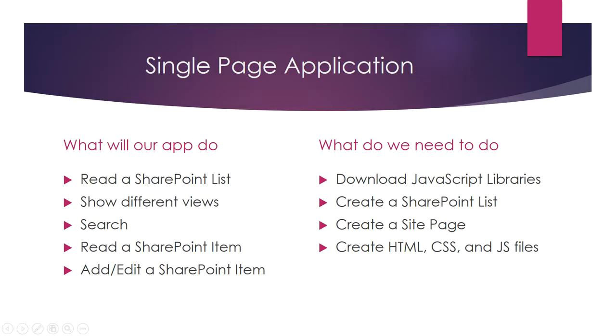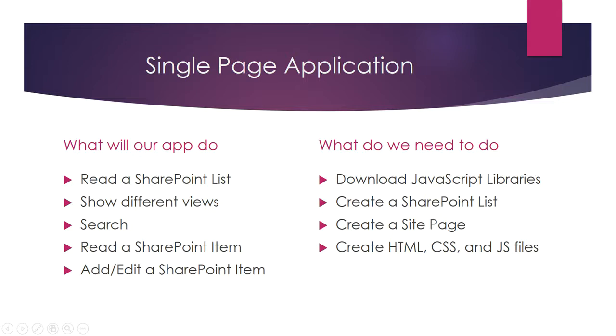Now we're going to talk about our single page application, what our application will do, and what we need to do to accomplish that. This application we're building today is going to read from a SharePoint list. It's going to show different views of that list. It's going to allow you to search for keywords. It's going to read a selected SharePoint item, and you're going to be able to add or edit a SharePoint item to the list. What do we need to do for this to work?